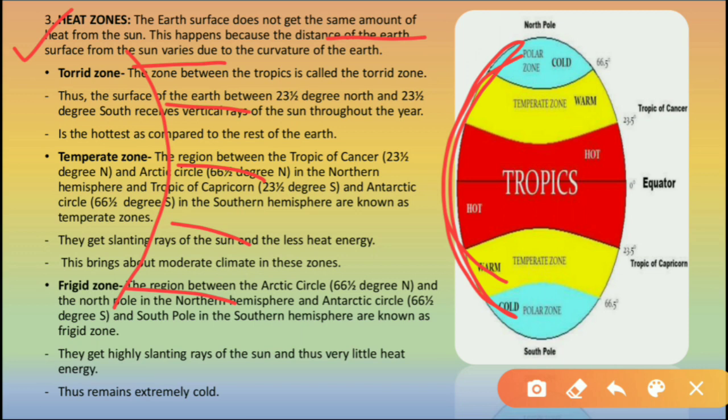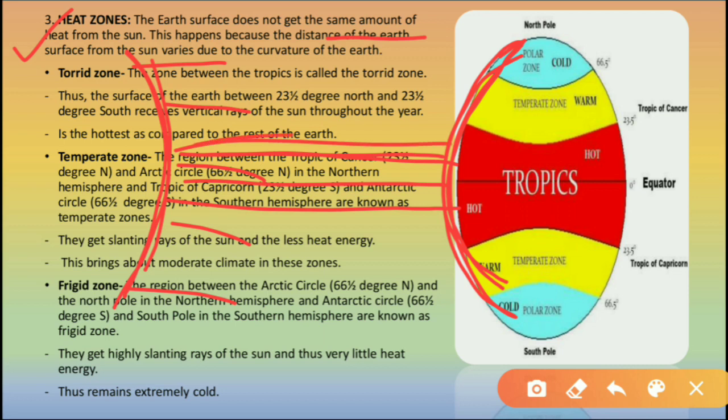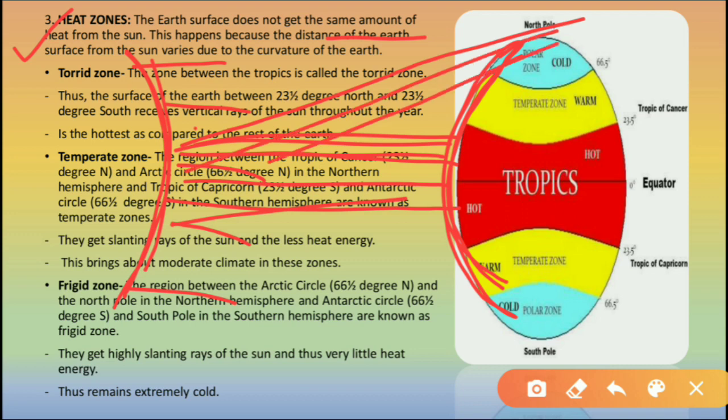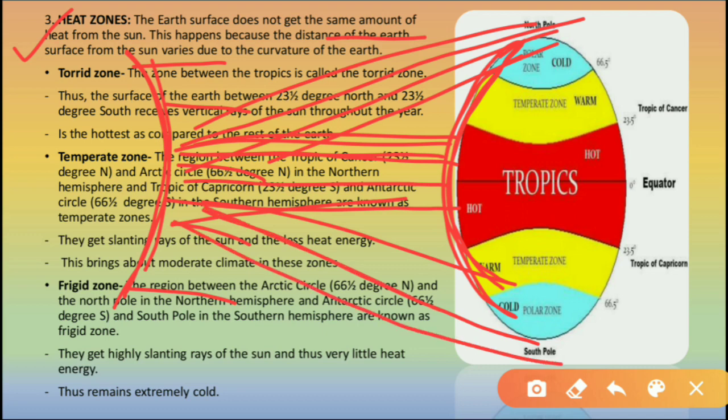It means that, see student, the surface of the earth is curved in shape. So here the amount of heat from the sun varies. For example, if this is the sun, the sun rays will fall directly on the center, and at the poles the sun rays will be slanting.